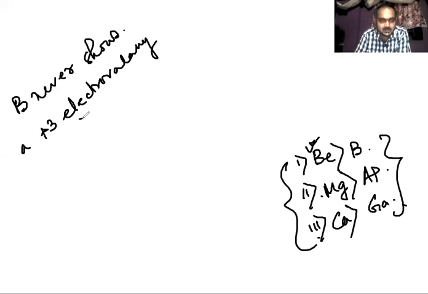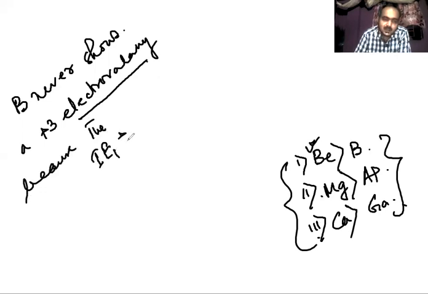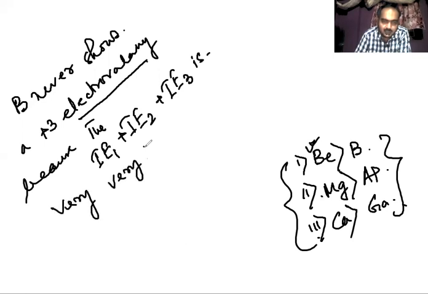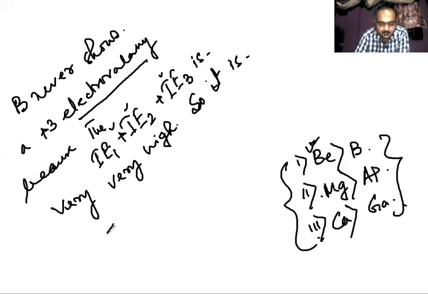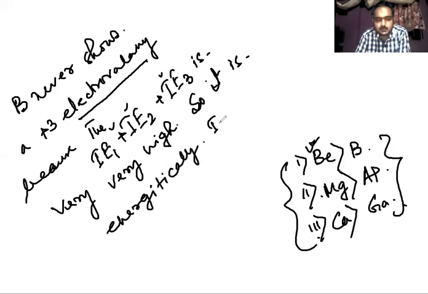Boron never shows plus 3 electrovalency because IE1 plus IE2 plus IE3 is very, very high. The summation of I1 plus I2 plus I3 becomes very, very high. So it is energetically impossible.